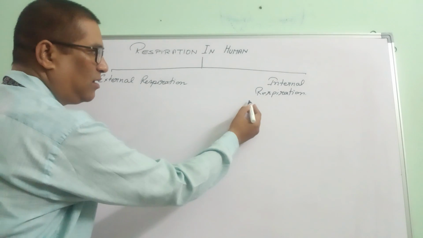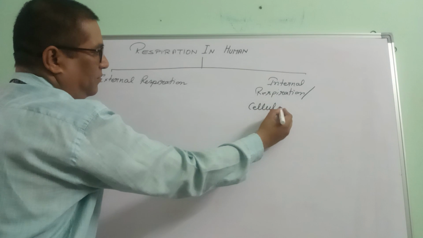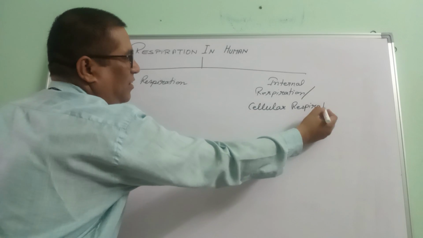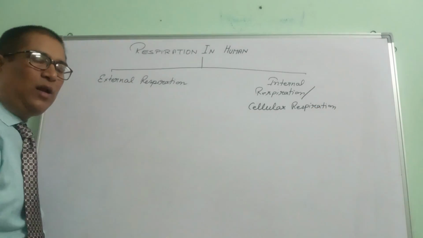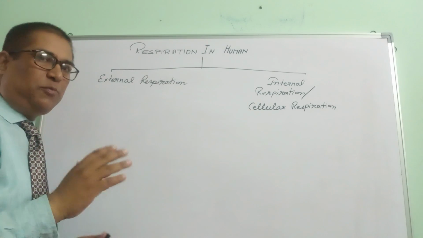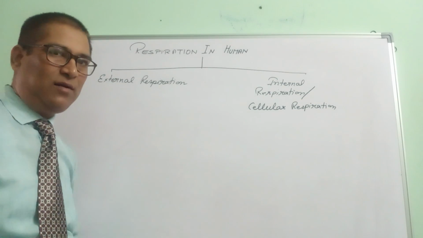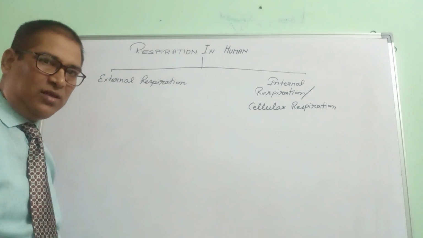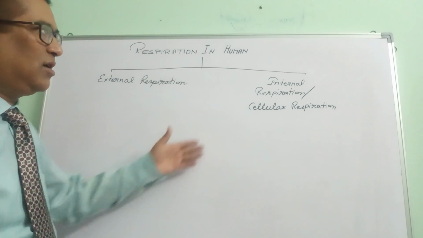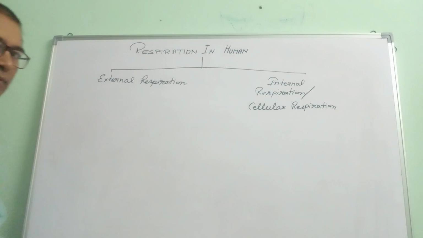Internal respiration is also known as cellular respiration. Cellular respiration, why? Because we earlier discussed that respiration is completed in two phases, that is the internal, or you can say cellular respiration, that is glycolysis as well as the Krebs cycle, and both of these reactions occur inside the cell. That's why it is called cellular respiration.